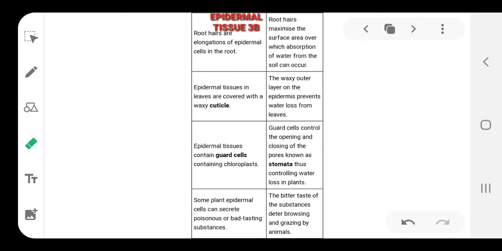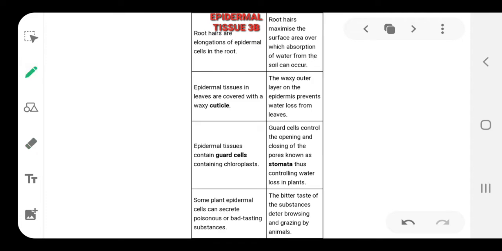Then this whole epidermal tissue further has a lot of subparts. The root hairs are elongations of epidermal cells in the root. So, they have root hairs, and underline the function for that. They maximize the surface area for the absorption of water from the soil. So, the root hair increases the surface area and then absorption takes place.